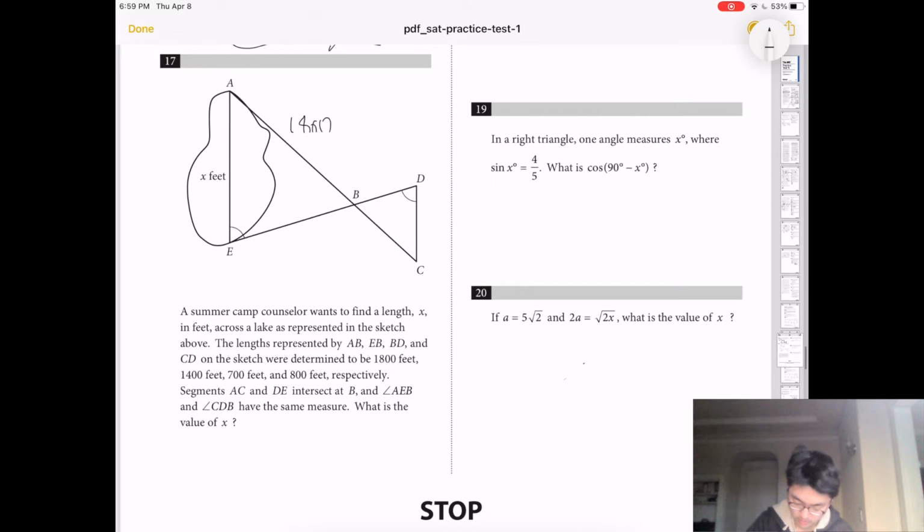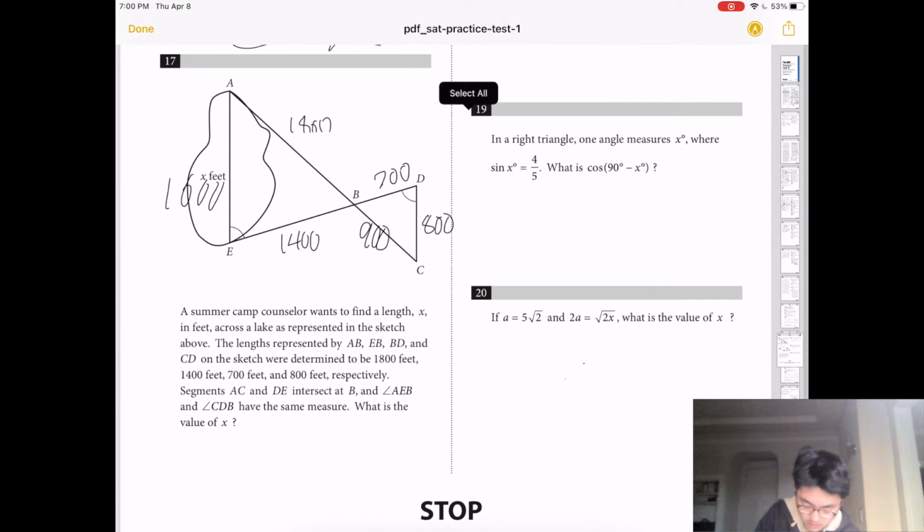Alright, for this one, AB equals 1800, EB equals 1400, BD equals 700, and CD equals 800. So by looking at EB and BD, we know that the triangle on the left side is 2 times bigger. So this guy would be 900, and 800 times 2 is 1600. So the answer is 1600.